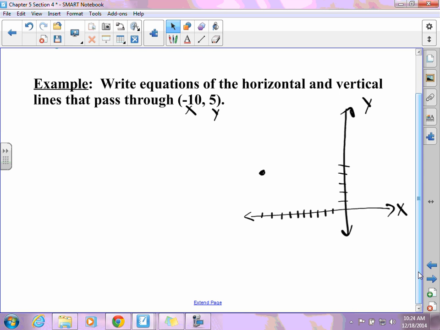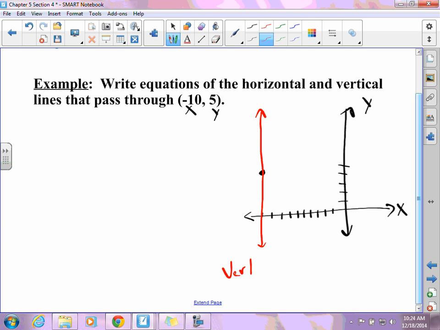Now, if I talk about a vertical line, what does that look like? That's correct. It is up and down. And so I'm going to draw that in. This is vertical. And which axis does it cut? It cuts the x-axis. So the equation for this is x equals, and in the ordered pair, what does it equal? Negative 10. And you're done.